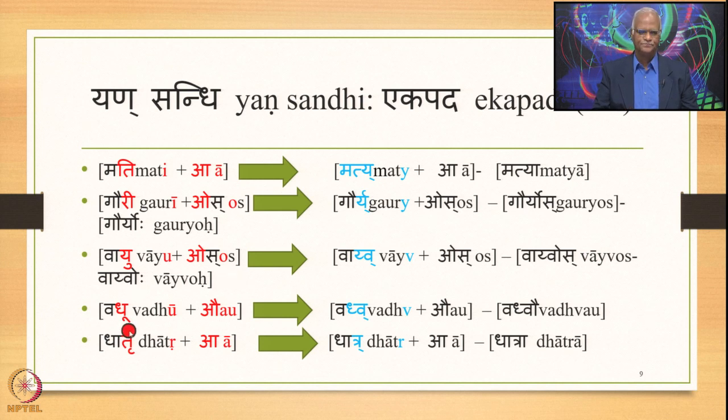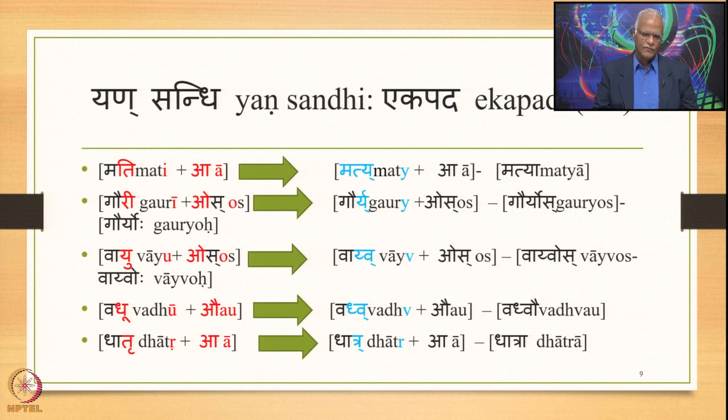In vadhu, we have long u followed by the pratyaya au, which has got a vowel. This is one pada. This is the nominative and accusative dual, prathama dvitiya dvivachana, vadhu plus au. So 6177 applies and the output is vadhva plus au. U is substituted by v, and so we get the form vadhvau.